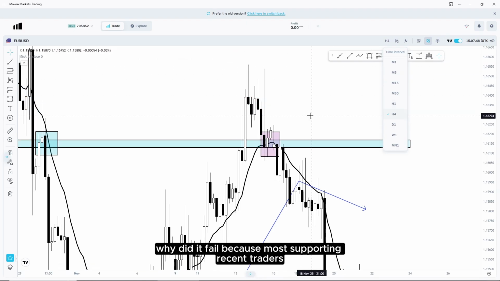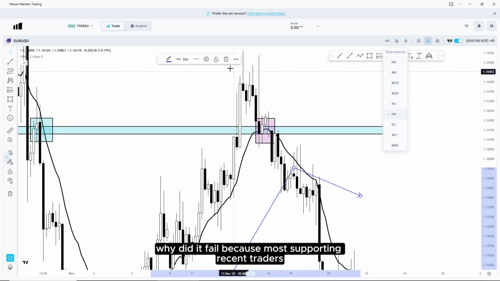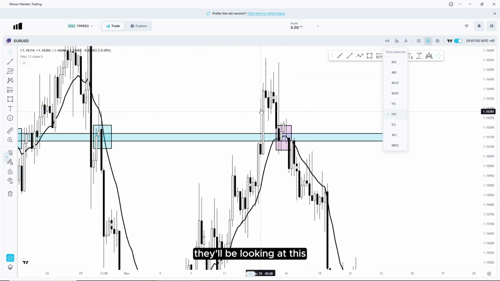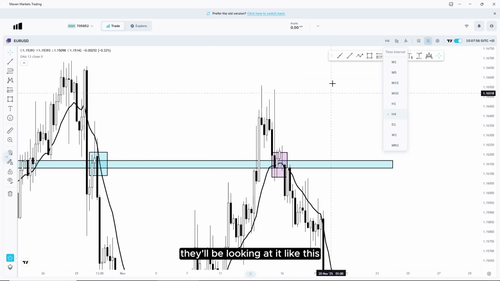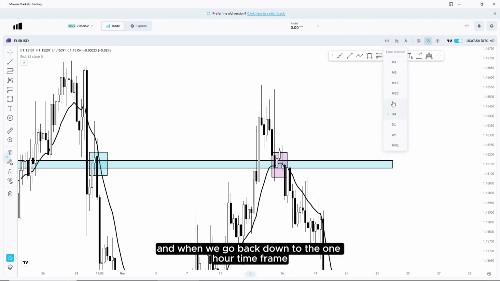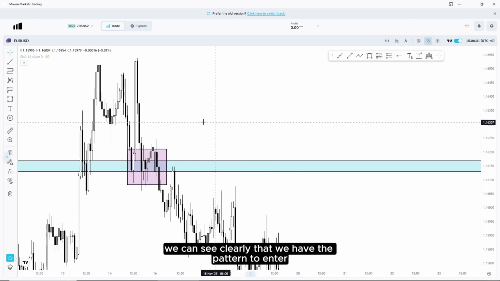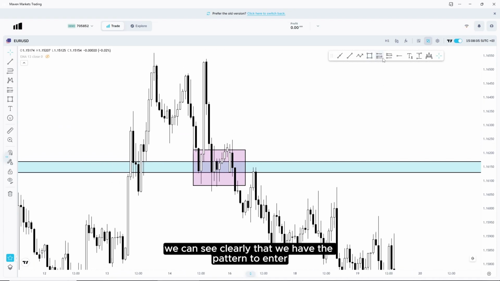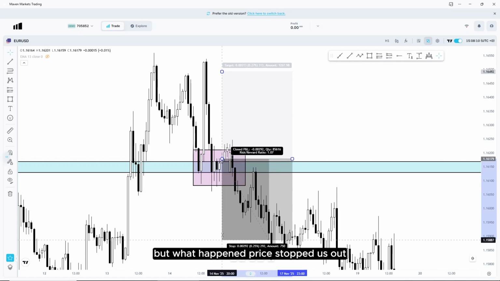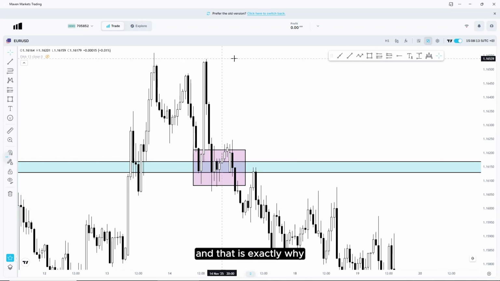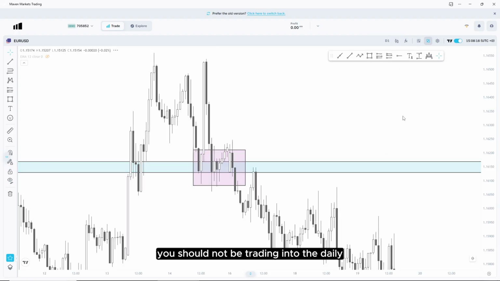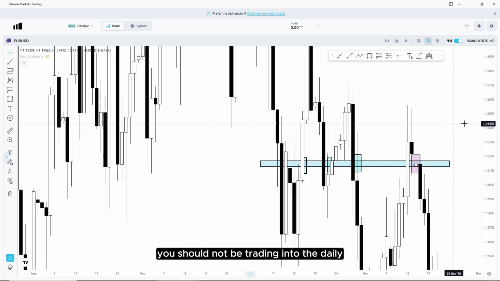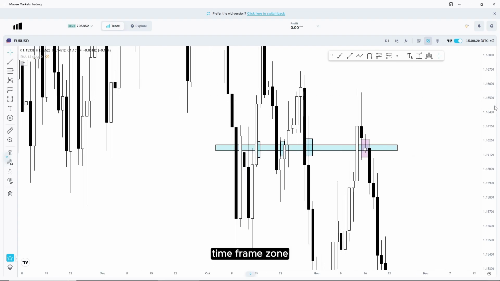Why did it fail? Because most support and resistance traders will be looking at it like this. And when we go back down to the 1 hour time frame, we can see clearly that we have the pattern to enter. We indeed had the pattern to enter this zone, but what happened? Price stopped us out. And that is exactly why you should not be trading into the daily time frame zone.